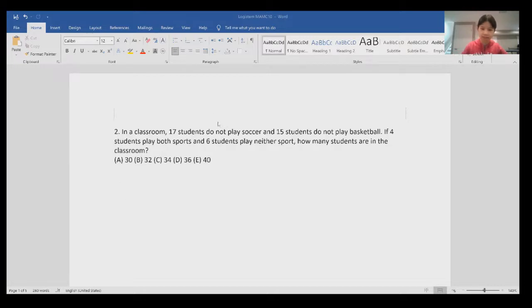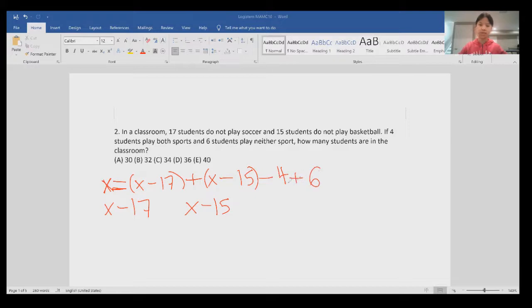For 2, the twist here is that it says how many students do not play soccer and do not play basketball. So we could solve this by setting x to be the number of students in the classroom. So then there are x minus 17 who do play soccer and x minus 15 who do play basketball. So we could use the principle of inclusion and exclusion to count how many students there are in total in variables. So x is equal to the number who play soccer plus the number who play basketball, then minus 4 who play both sports, plus 6 who play neither sport. And now we could solve this equation for x. It's 30.